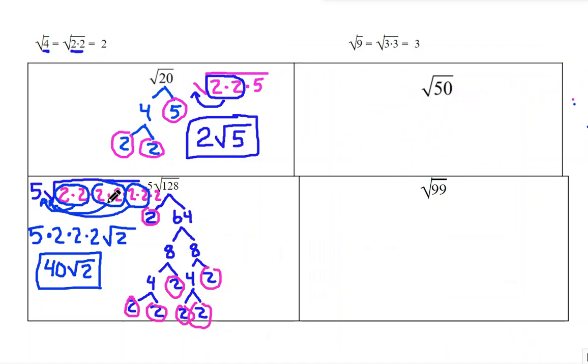Use the factor tree, write them underneath, pull them out. All right, so go ahead, pause it, try those two on your own. Unpause it when you're done, and we'll go on to the next thing.